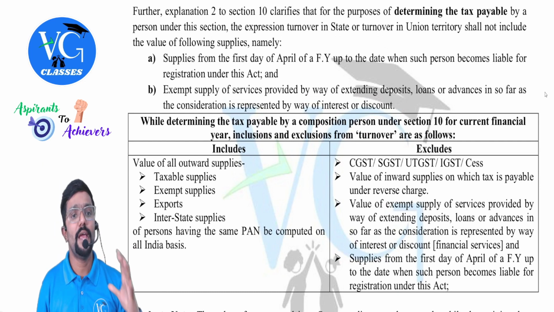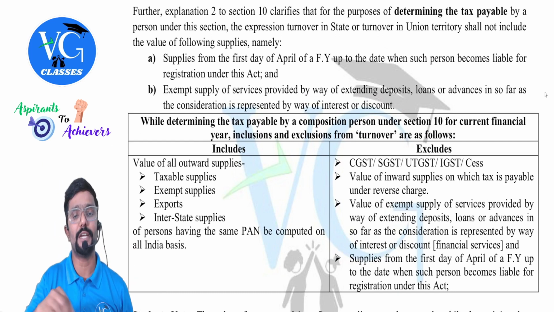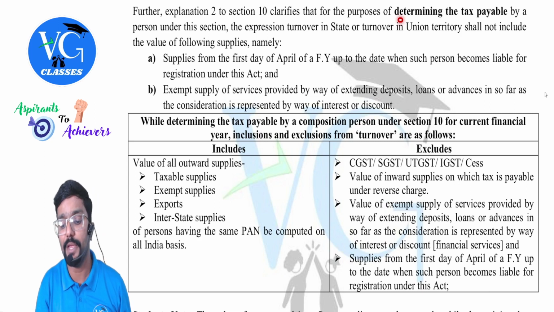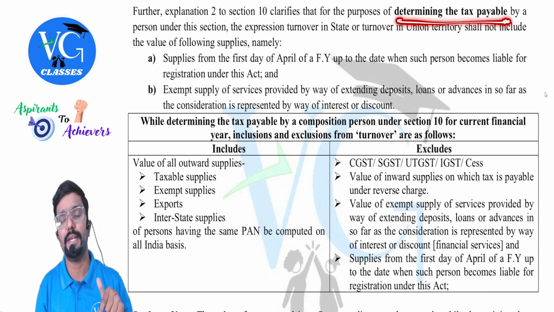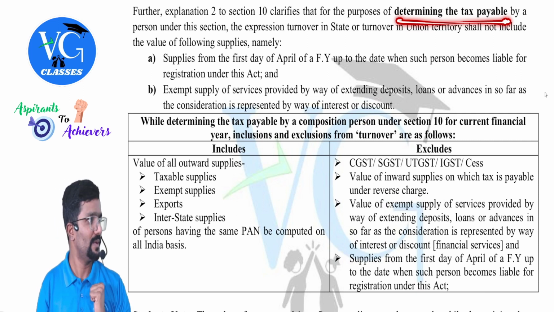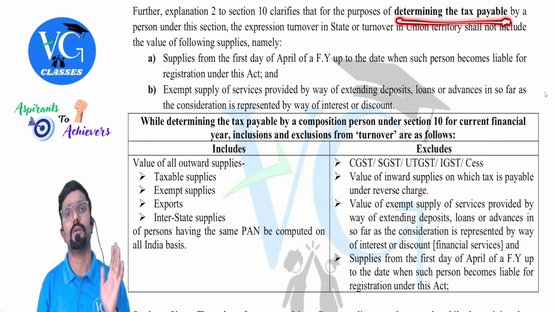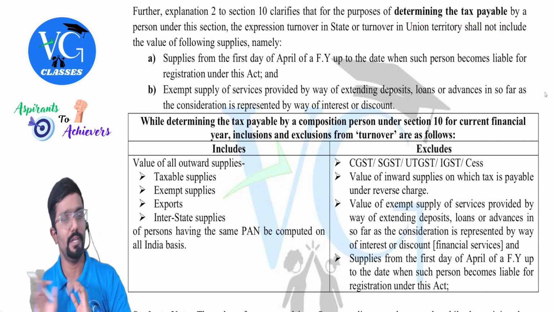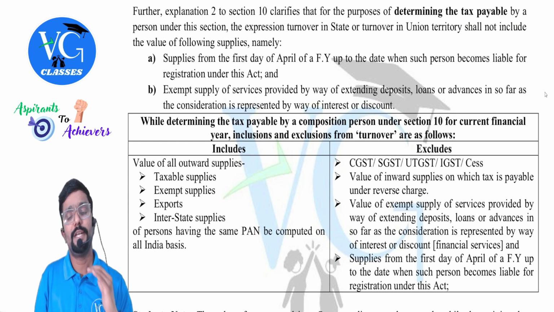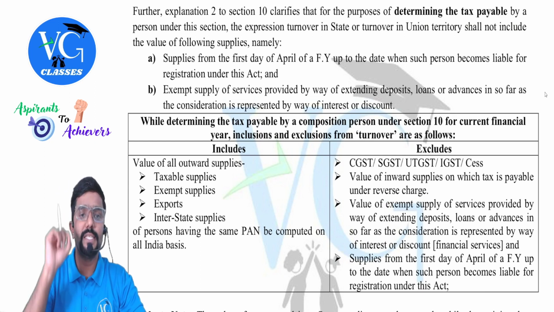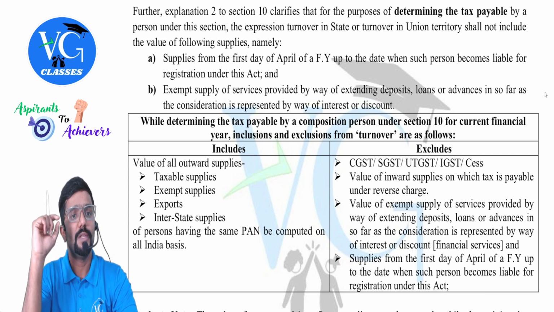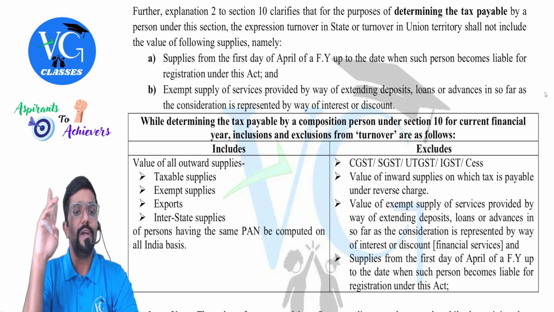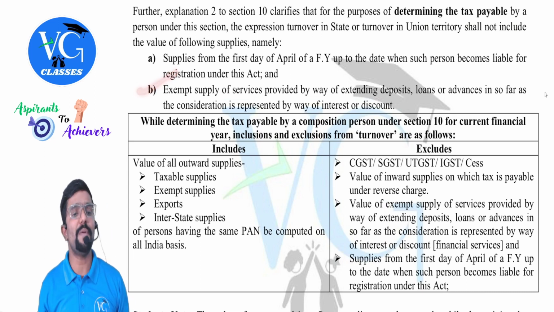Explanation 2 to section 10 clarifies that for the purpose of determining tax payable. When will I pay tax? Current year. On which year's turnover? Current year. So while counting the current year turnover, what should I include and what should I not include? For determining the tax payable by a person under this section, the expression turnover in the state or turnover in the union territory shall not include the value of the following supplies. So it should not include two things. What are those two things? This one is the same, copy paste.